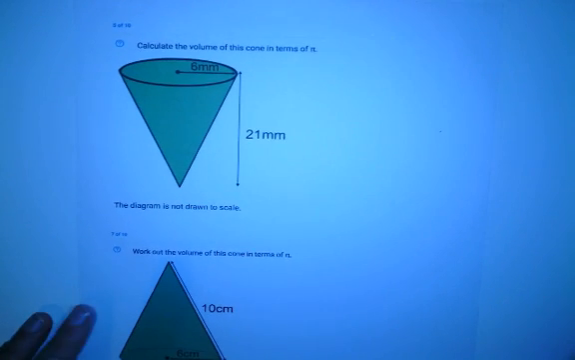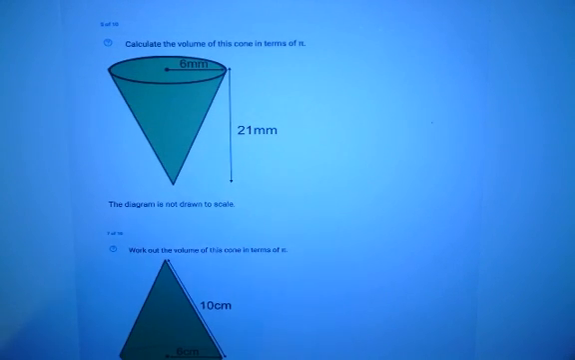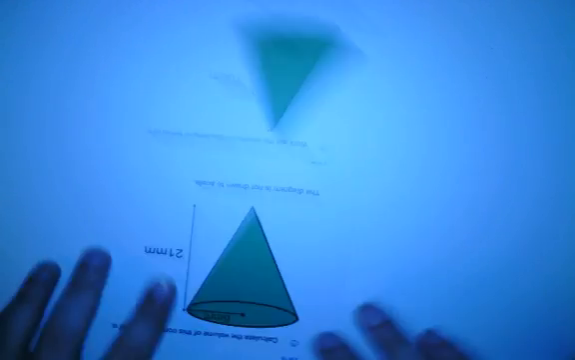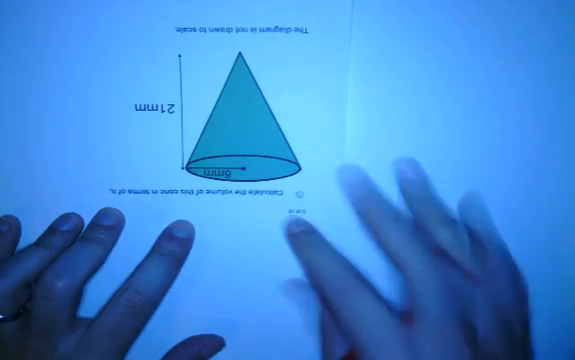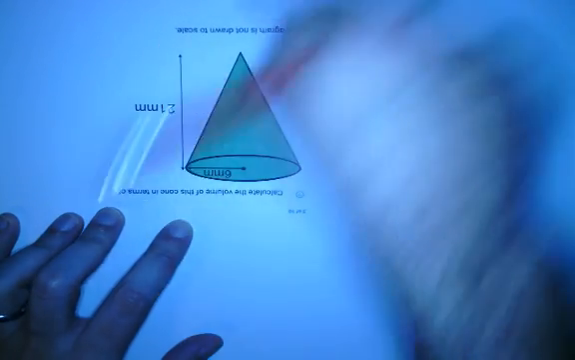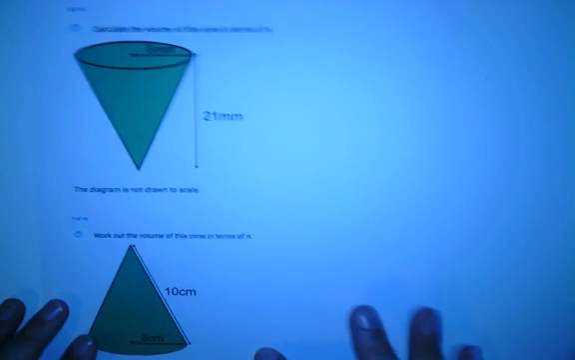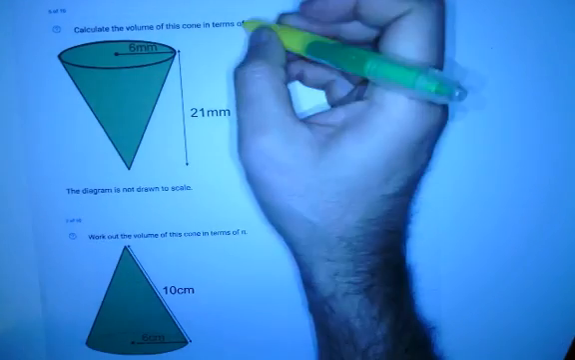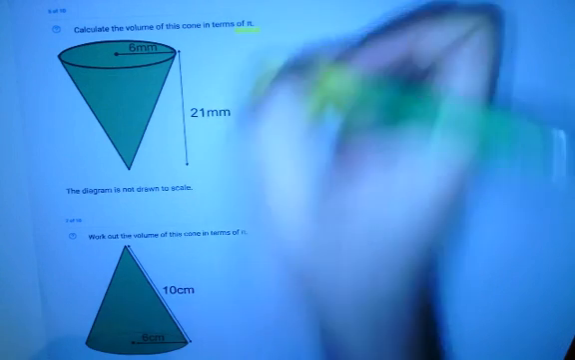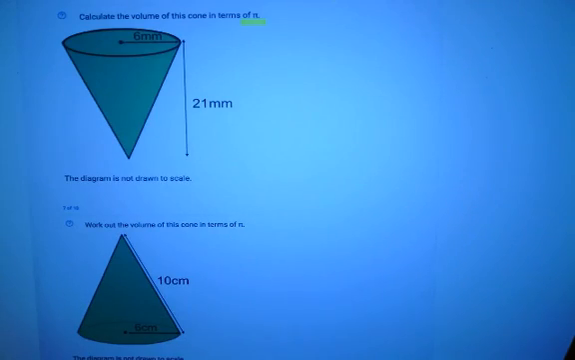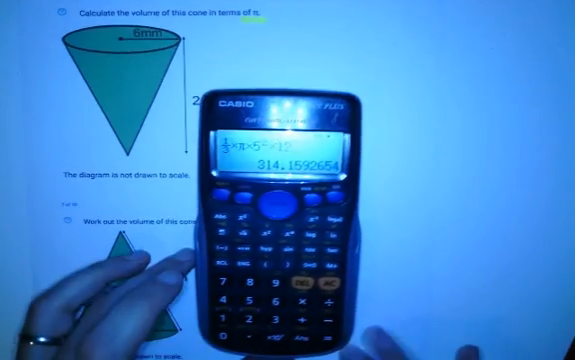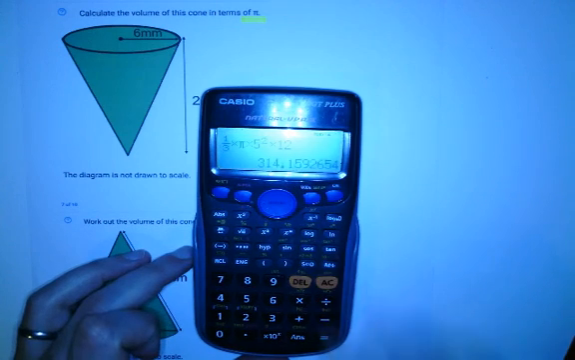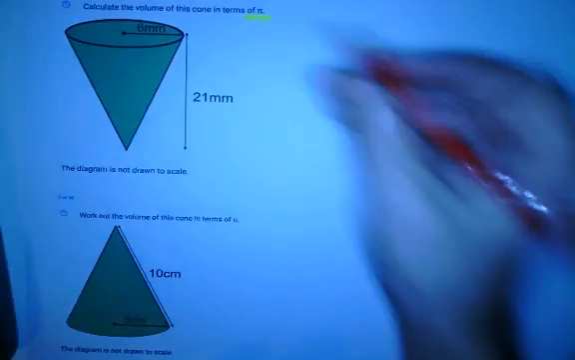Right, question 5. Now this one is similar to questions 1 and 2. It's just obviously flipped upside down. If you imagine turning this around, that's your radius there, that's your height. The only difference this time is in how it's asked to be given. Give it in terms of pi. Now all that means is that when we get our answer at the end, you do not write it like this, you write it like that.